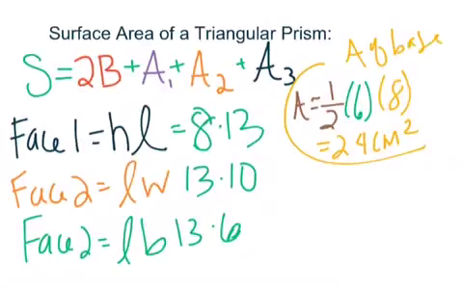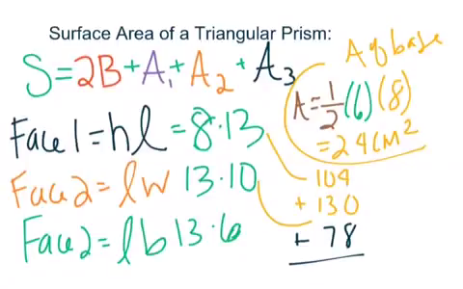Alright, so 8 times 13 we know is 104. So that's going to be 104. Plus 13 times 10, which is 130. And then we're going to have 13 times 6, which is 78. Okay. You add those all up together.